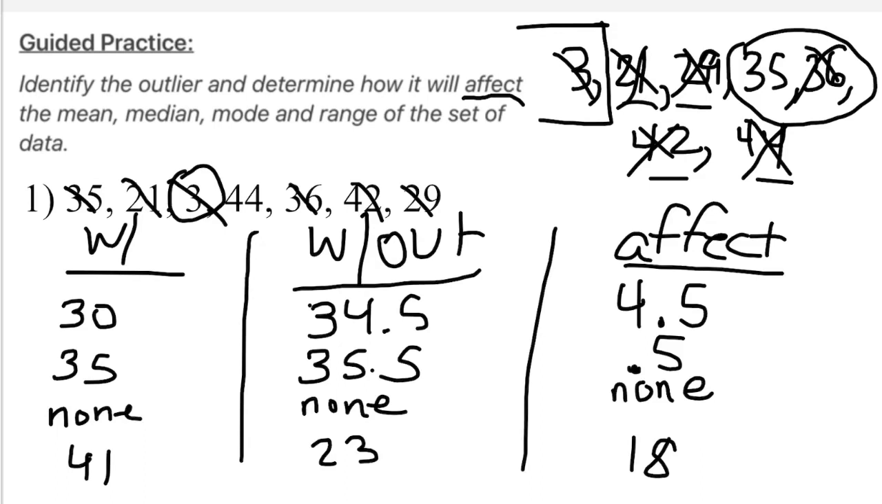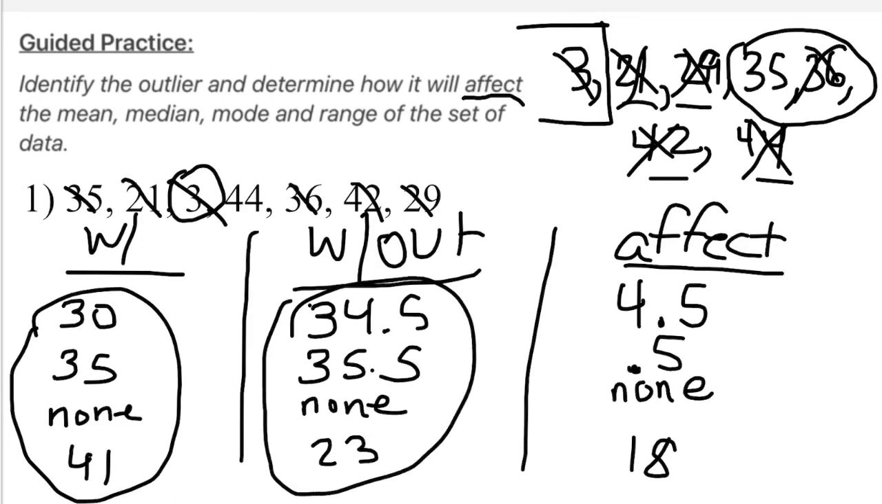So hopefully you guys see how much work is included in one problem. If I was grading this, I would grade your mean, median, mode, and range without. Each one of these would be a point. Each one of these would be a point. And each one of these would be a point. So that would be 12 points just on one problem. And it does take a long time to do a problem.